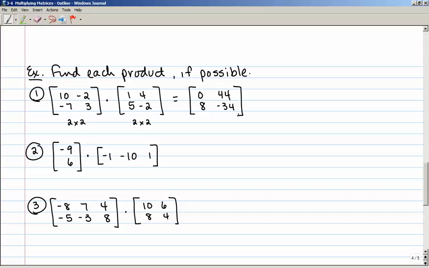My second example, my first matrix has 2 rows and 1 column. So this is a 2 by 1 matrix. My second matrix is 1 row and it has 3 columns. And this matrix product is possible because notice I have 1s on the inside. So I'm going to go back to my calculator and do this multiplication.